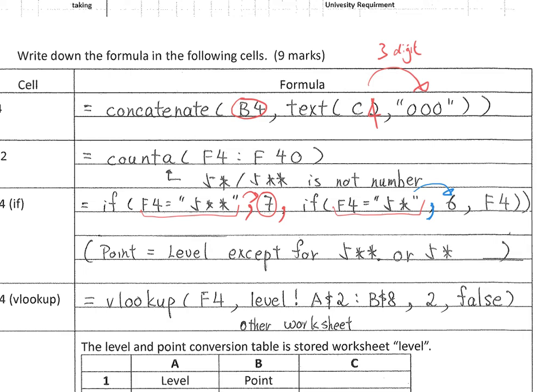And if it is not 5 star, then we will go to F4. F4 means just show the value inside, because it is not 5 star star and also not 5 star here. So this is the answer of M4.